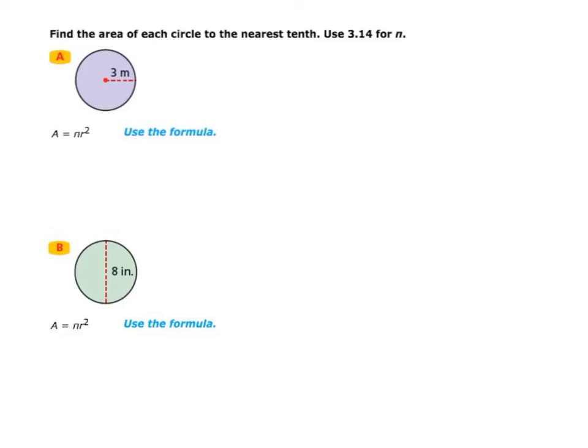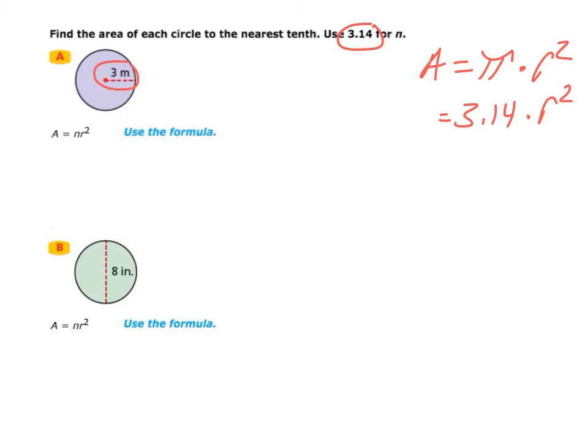Let's take a look at a few examples. Find the area of each circle to the nearest tenth, using 3.14 as pi. So we're going to use the formula A equals pi times r squared, and in place of pi, we're going to use 3.14. So in example A, the radius is 3 meters. So I'm going to substitute 3 in for r, and my equation becomes A equals 3.14 times 3 squared.